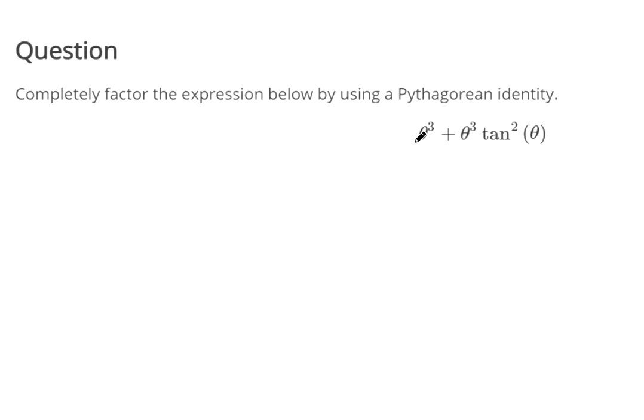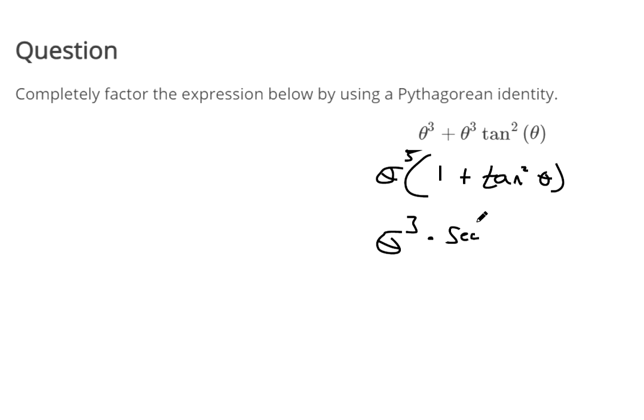Okay, so this question will need a Pythagorean identity. You can factor out the theta to the 3rd, as theta to the 3rd is in both of those expressions. So factor out theta to the 3rd. You're left with 1 plus tangent squared theta. So this is one of our Pythagorean identities, that 1 plus tangent squared theta is secant squared theta. And that's it. I think that's all they're looking for.